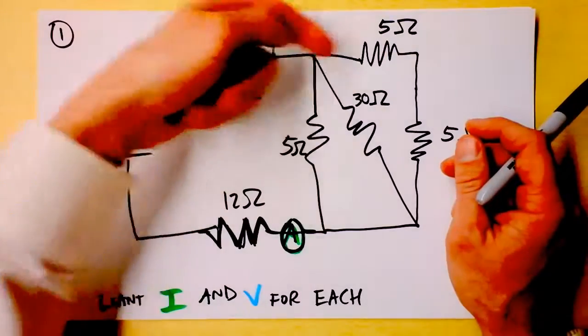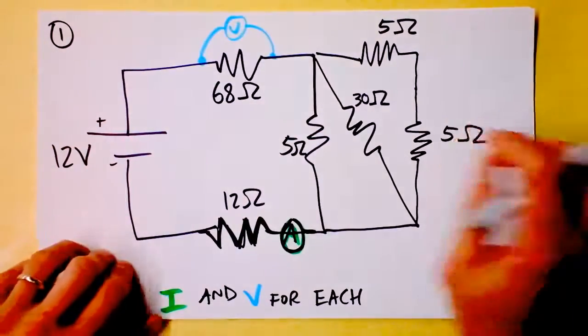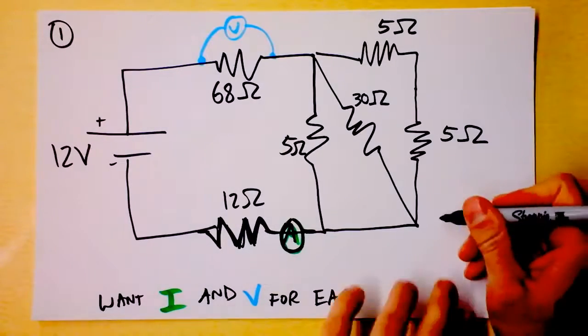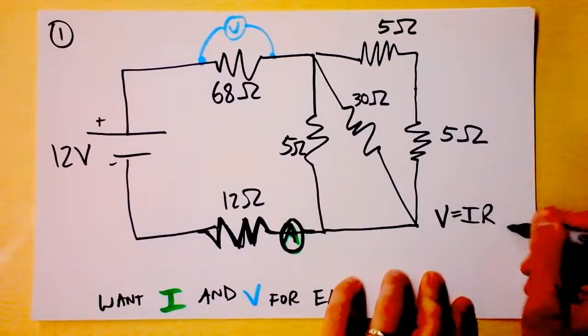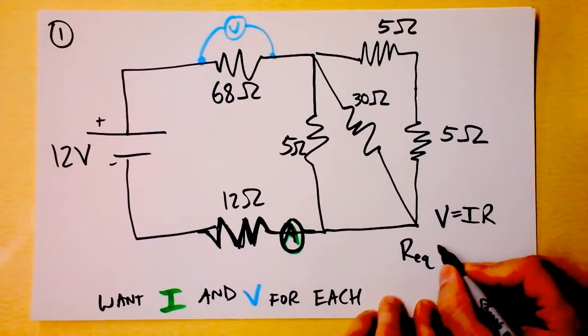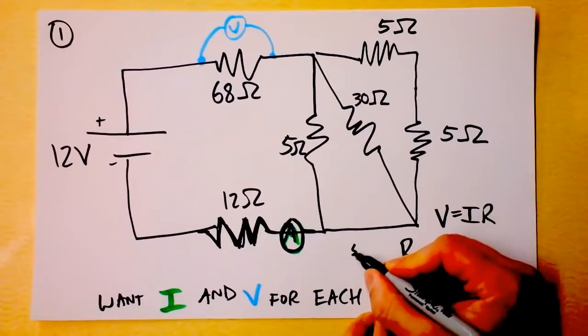But you see the current forks right here. It's got 3 different paths that it can take. So this is going to be a little bit complicated, but my intention is to solve the entire problem with V is IR and equivalent resistances in parallel and in series. So this is series.